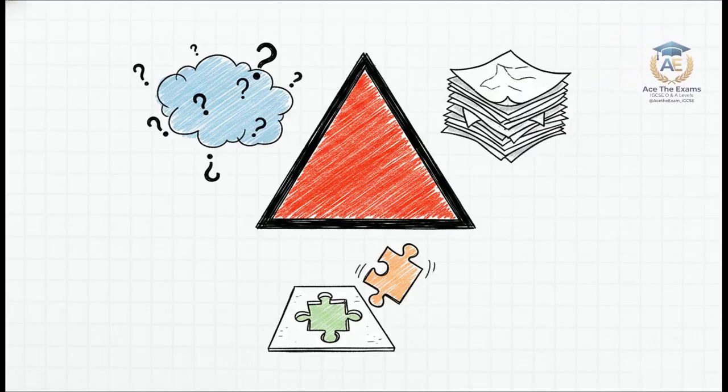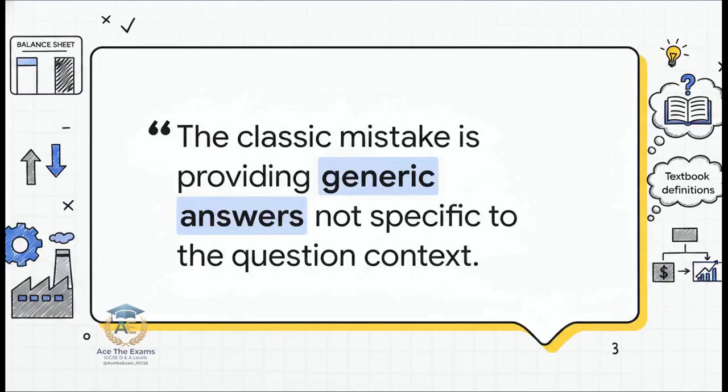2. Format and presentation are ignored. We just covered that, so I know you aren't going to make that mistake anymore. And 3, and listen closely because this is the absolute biggest killer. Answers are not specific to the context given in the exam scenario. Let's unpack that. Just look at this direct quote from the report. The classic mistake is providing generic answers not specific to the question context. Always link every point to the given scenario. And this brilliantly illustrates exactly why memorized, generic responses will instantly cap your grade.